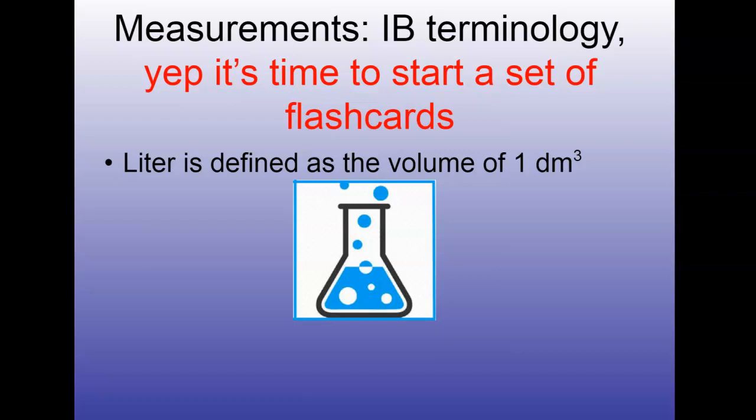Instead, IB uses the terminology 1 decimeter cubed, so 1 dm³. You're going to want to remember that one, because it's going to come up a whole bunch of times, and it will be very confusing for you if you don't remember that that is equal to 1 liter.